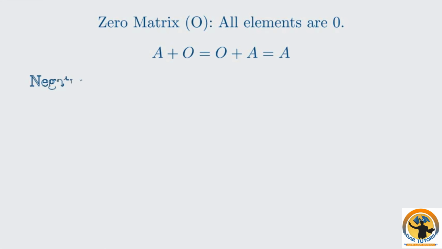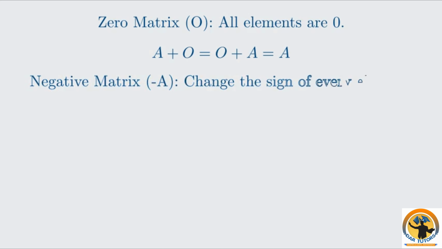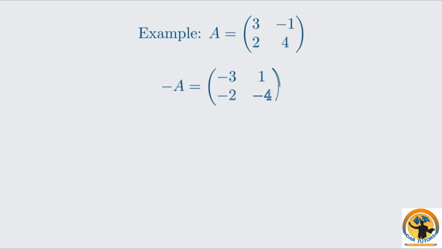Second is the negative matrix, denoted by negative A. This is the matrix you get by multiplying A by the scalar -1, which means you change the sign of every element. When you add a matrix to its negative, the result is always a 0 matrix of the corresponding order. For example, if A is this matrix, then its negative, -A, is found by changing all the signs. And when we add A and -A, we get a 2 by 2 0 matrix.